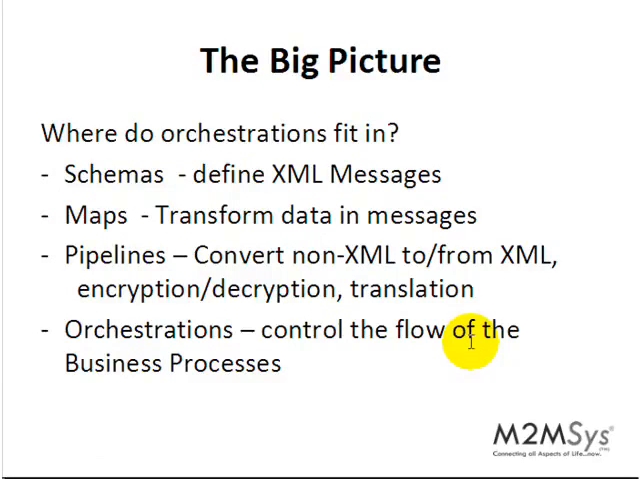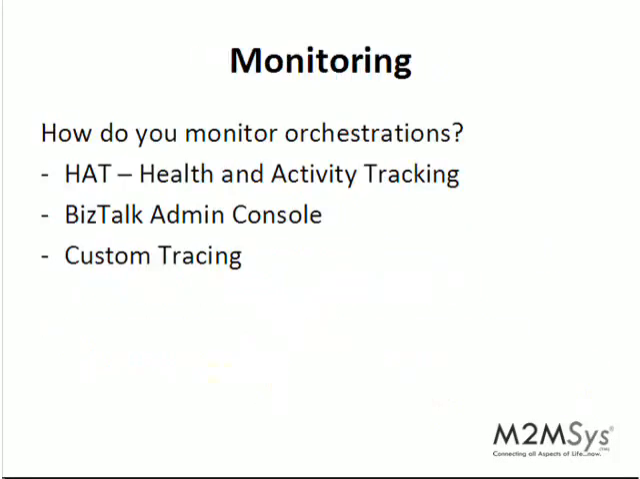So the big picture: BizTalk basically consists of four components: schemas, maps, pipelines, and orchestrations. Schemas define XML messages. Maps help you transform those messages from one XML message to another. Pipelines help you convert non-XML data to XML or vice versa, and also do things like encryption, decryption, translation, etc. Orchestrations basically control the flow of your business processes.